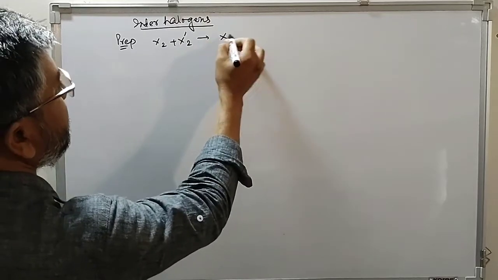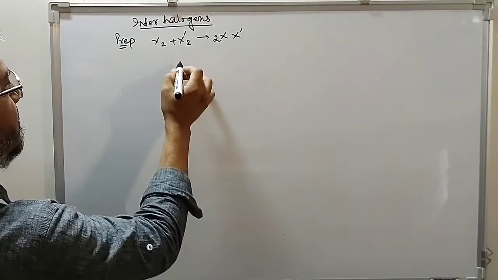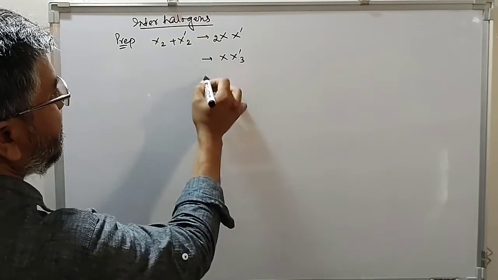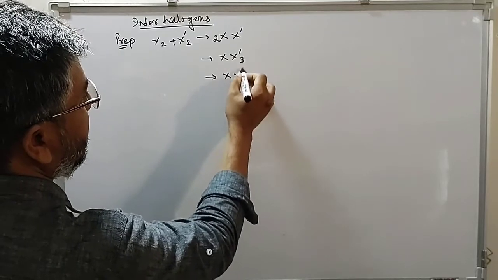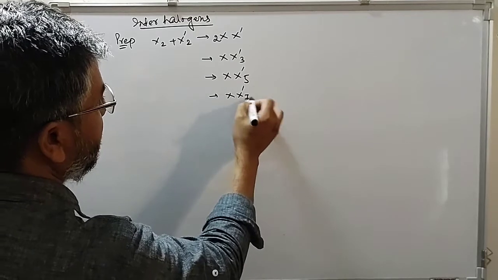this gives XX prime. We have X2 combining with X2 prime to give X X prime 3, this may also give X X prime 5, X X prime 7.